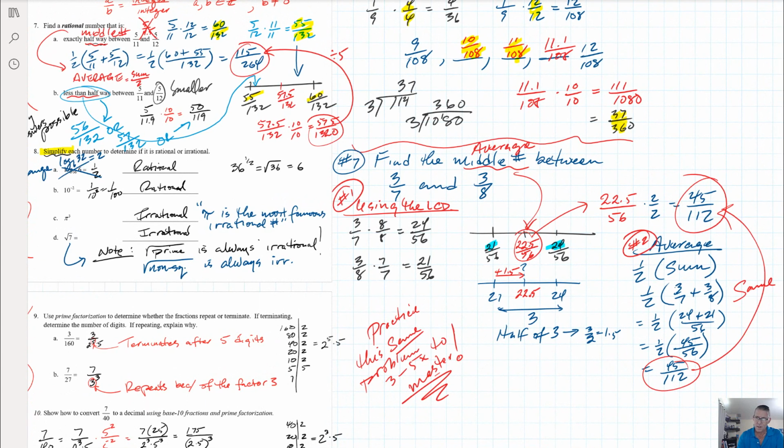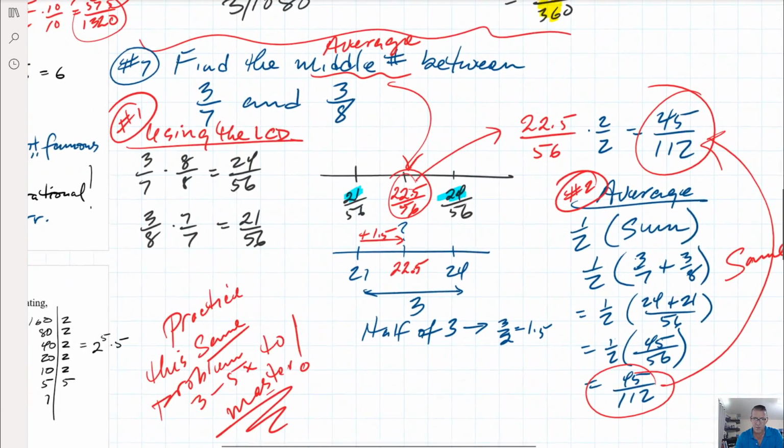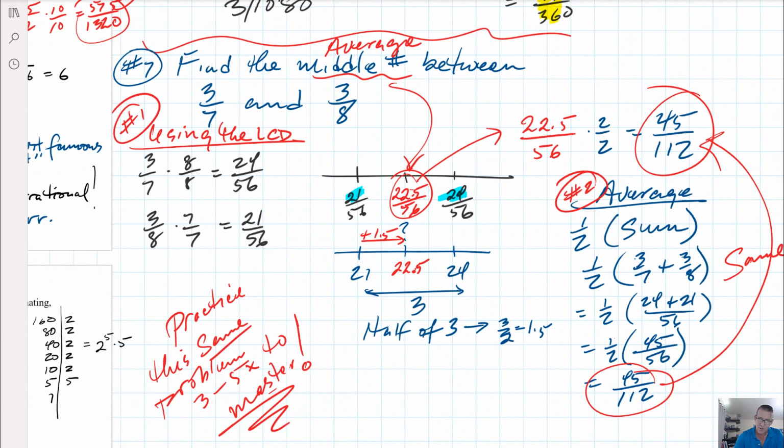Okay. Now let's finish up here. It says number 7, part B. It says less than halfway between the two fractions. So we already did the work here. So a number less than halfway. This number here is exactly halfway, right? Because it's in the middle. Exactly halfway. All right. Less than halfway is to the left of it.